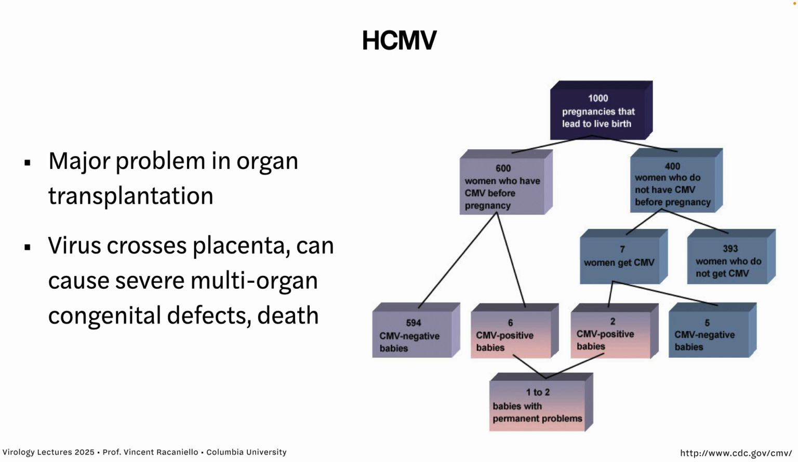And here are the numbers on the right. If you have 1,000 pregnancies leading to live birth, 600 have had CMV before pregnancy. Most of those give birth to CMV negative babies. 6 give birth to CMV positive babies, and 1 to 2 will have permanent problems. And likewise, of the 400 women who don't have CMV before pregnancy, 7 will get it during pregnancy, 2 will give rise to CMV positive babies, and again, 1 to 2 will have permanent problems. So, this is hard because there's not much you can do with the population being almost entirely seropositive.